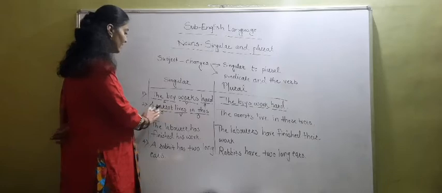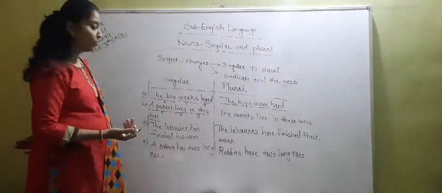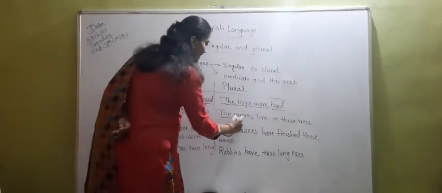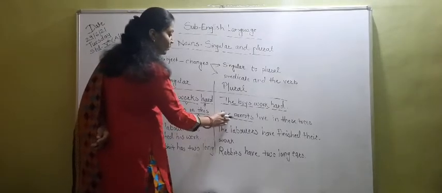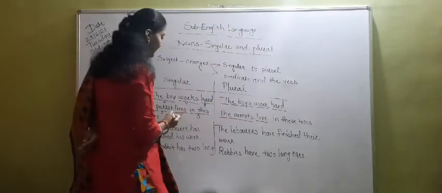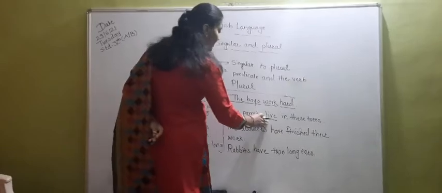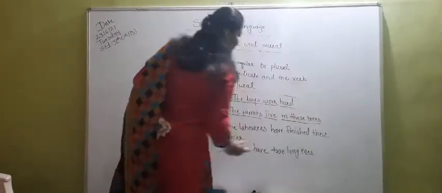A parrot. This is a singular subject, and when we want to make it plural, we will change this singular subject to plural. The parrots. As we have used the plural subject here, the verb will come as live. Here we have used lives. Here we have used live. Parrots live in these trees.